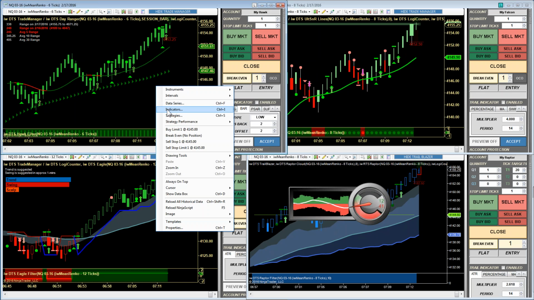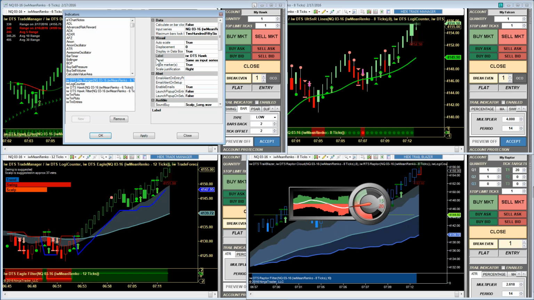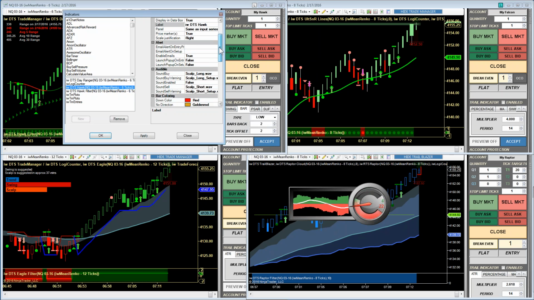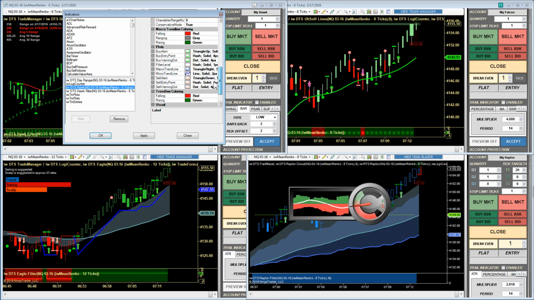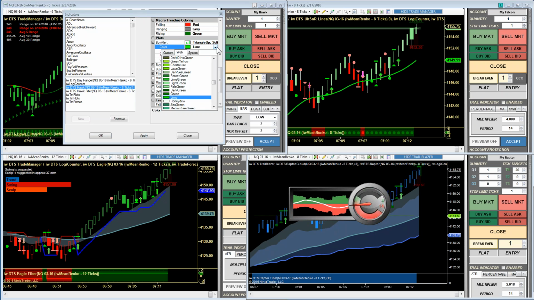You go here to your indicator panel. There's not much that you can change on the DTS tools, but the colors you can change. So you go down here to where it says plots and where it says buy alert, just click on the color. I think yours might be green or forest green or something like that. And you can change your color there.